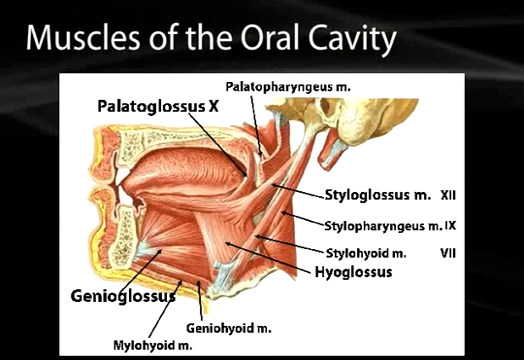So the next generalization that we can make is that all muscles with glossus in their name are innervated by cranial nerve 12, except for the palatoglossus, which is innervated by cranial nerve 10. And the way I remember this is all things of the palate being innervated by 10, and all things of glossus being innervated by 12. The palate rule comes up first, and you end up having palatoglossus done by cranial nerve 10.